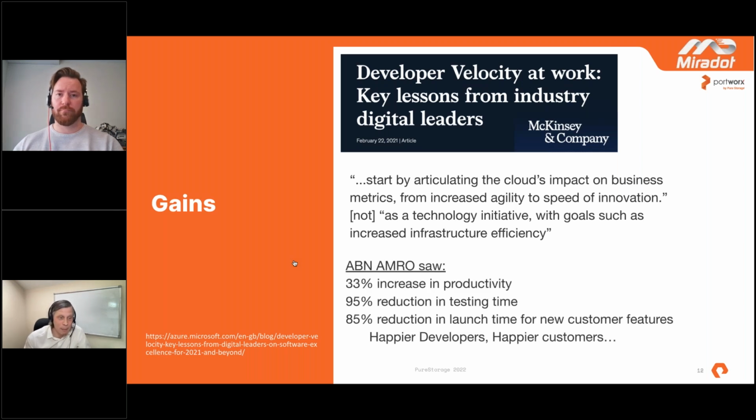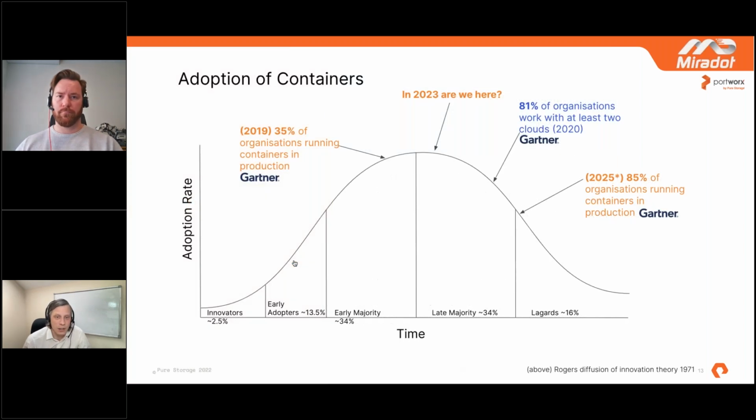Here we go. So ABN AMRO were one of these banks, and they saw a 33% increase in productivity and 95% reduction in testing time. And that testing really drags you down. That's your technical debt. That can be something that as you develop further, if you don't solve that, that will stagnate your improvements. And then an 85% reduction in launch time for new customer features, right? So you get happier customers, you get bigger market share, and your developers are working on stuff that moves their needle forward. So that's good too.